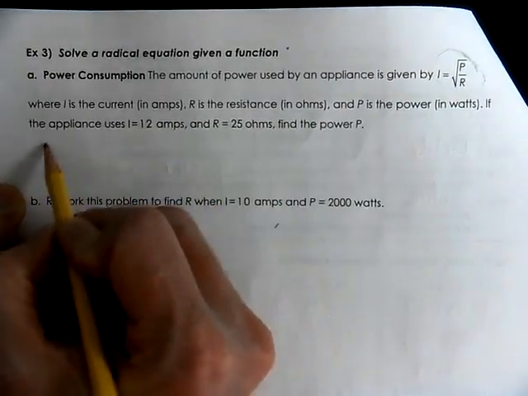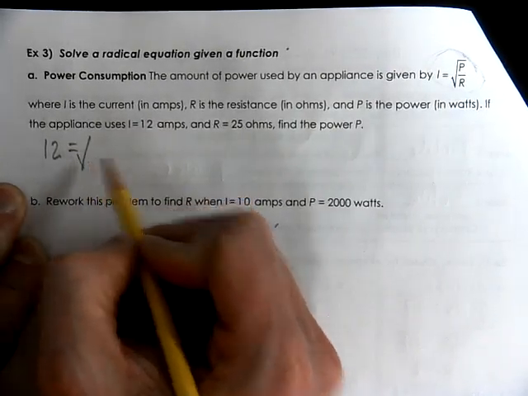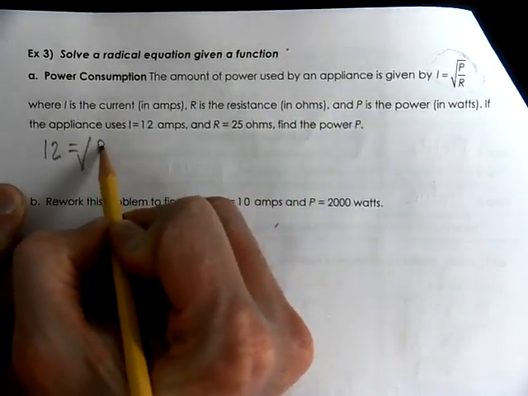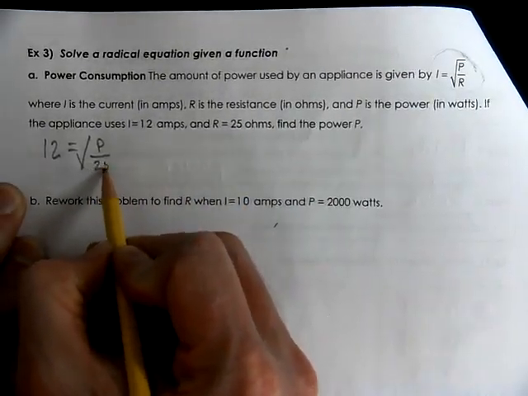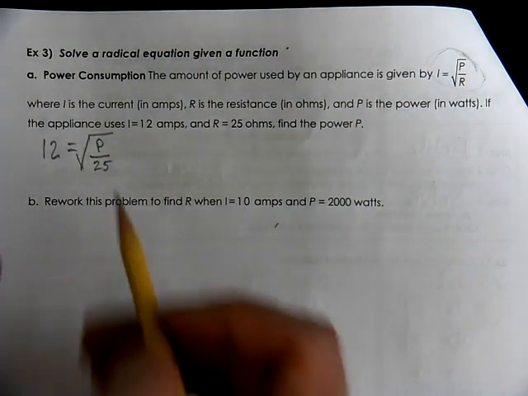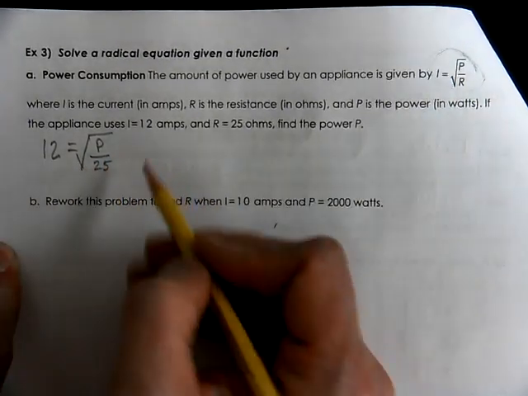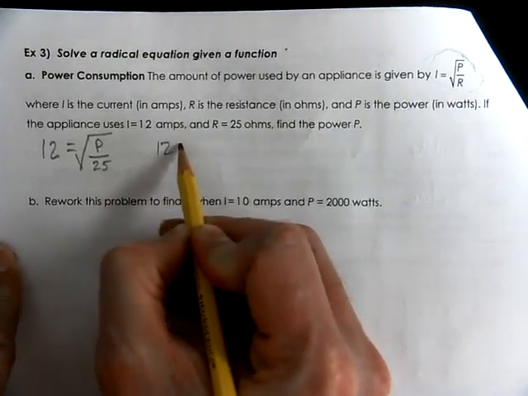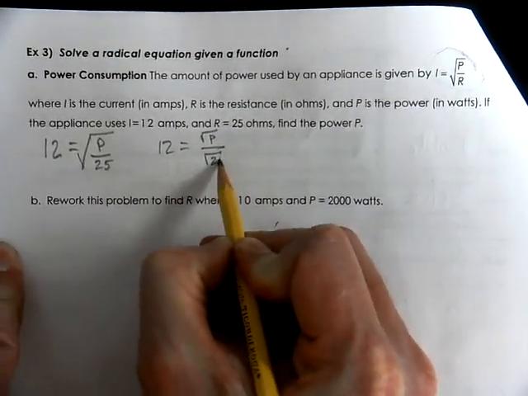So our I is 12, the square root of P, we don't know the P, and the R was 25. What are we going to do here? Kind of do two different things. You can't reduce here, so you could think about it as 12 equals the square root of P over the square root of 25.